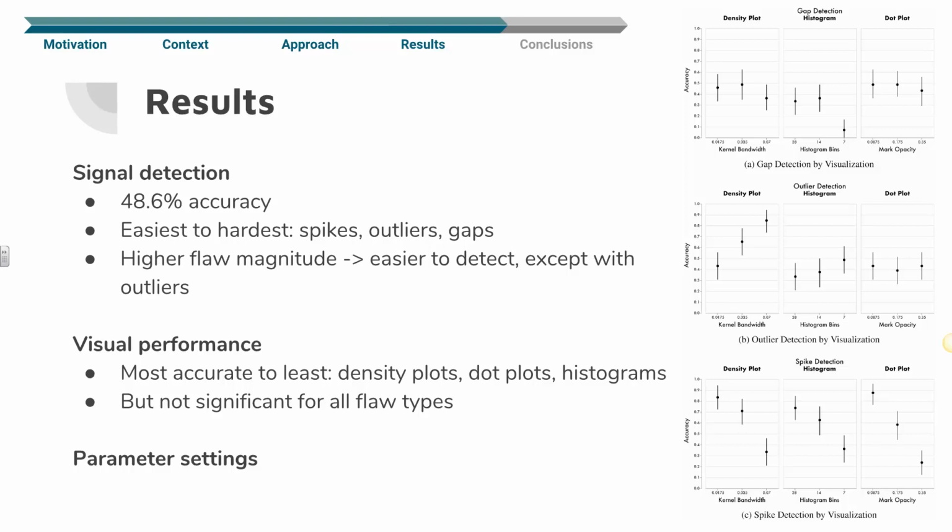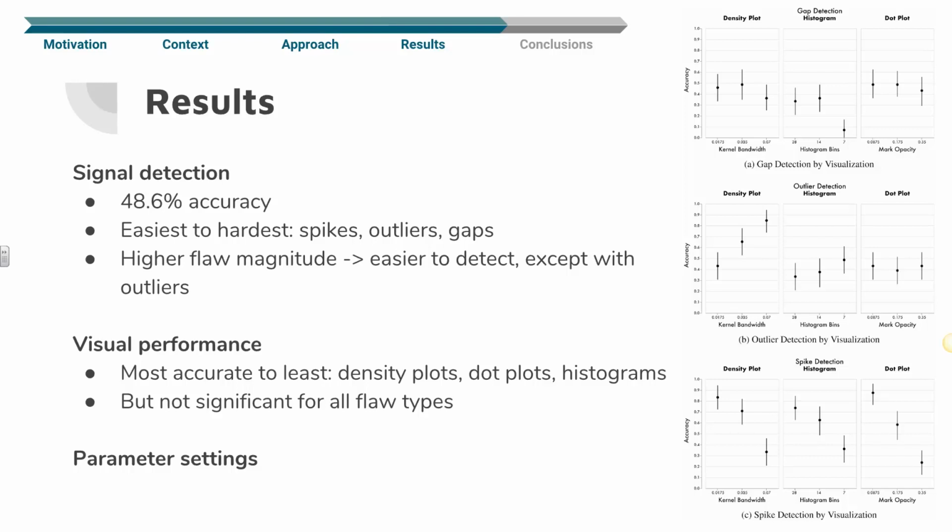So for the parameter setting results, I just used this graph. There's a lot of variability in the way parameter settings affected the results, but I'll just point out the bottom set of charts, they're looking at spike detection. We have density plots compared to histograms compared to dot plots. And within those, you're comparing the parameter settings, or magnitude of the parameter settings.